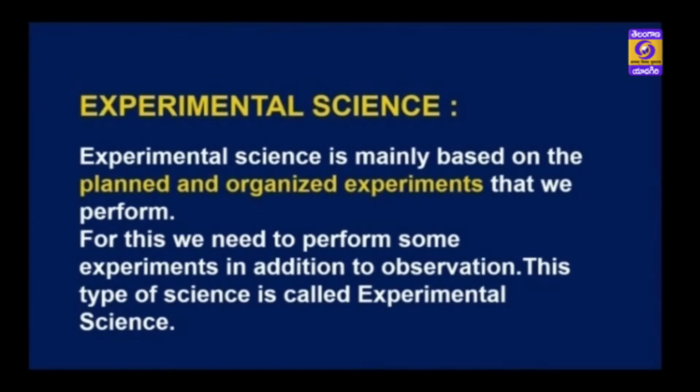So for this kind, we need to perform some experiments in addition to the observation. In observational science, we have studied that scientists come to conclusions only by observing their surroundings. But whereas in experimental science, the conclusions come by performing the experiments. So by performing the experiments, we conclude not only by observing. That is known as experimental science.